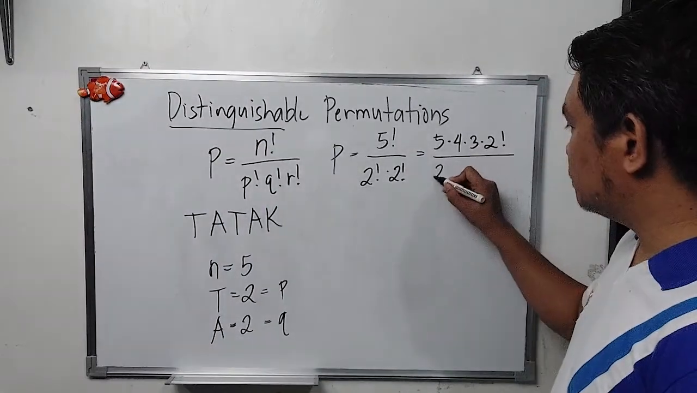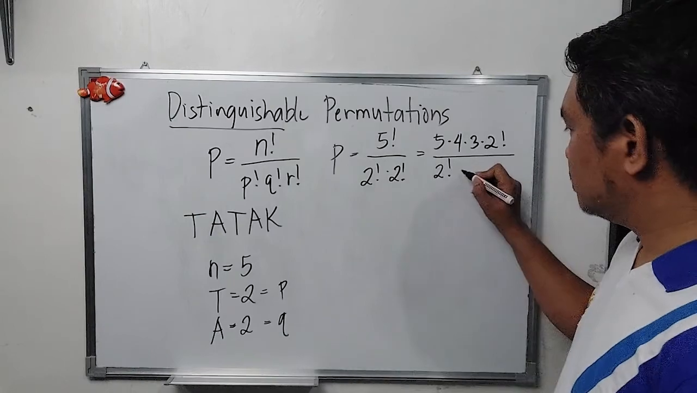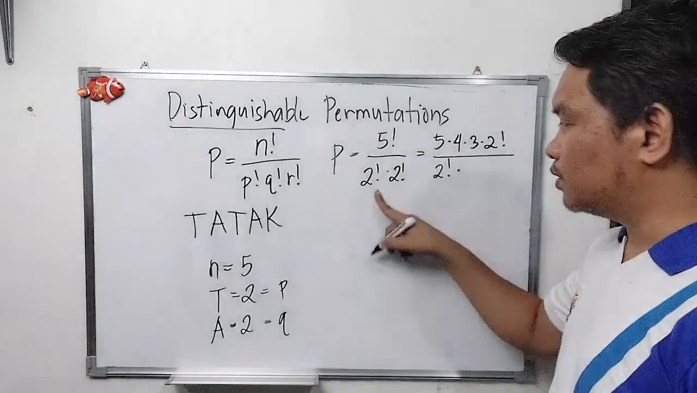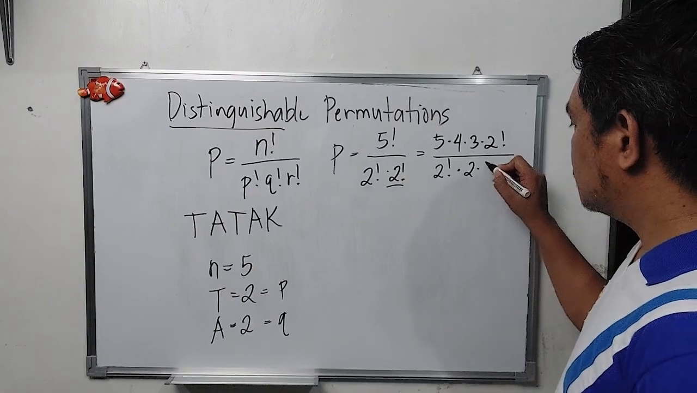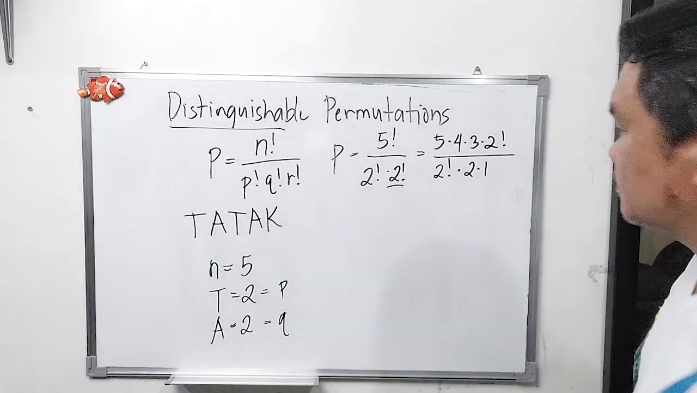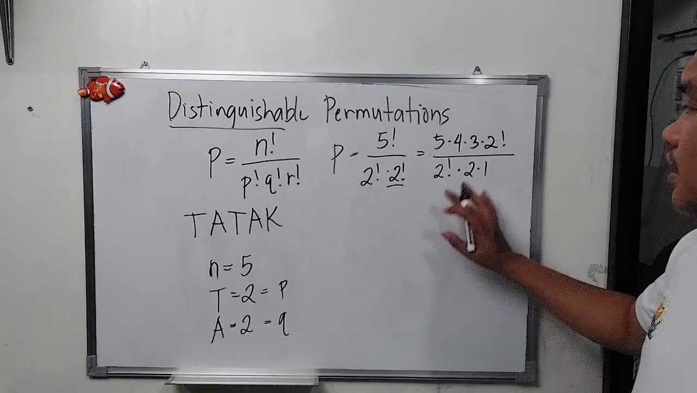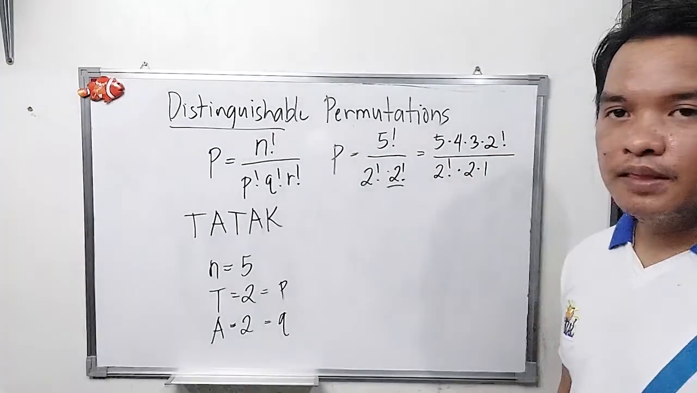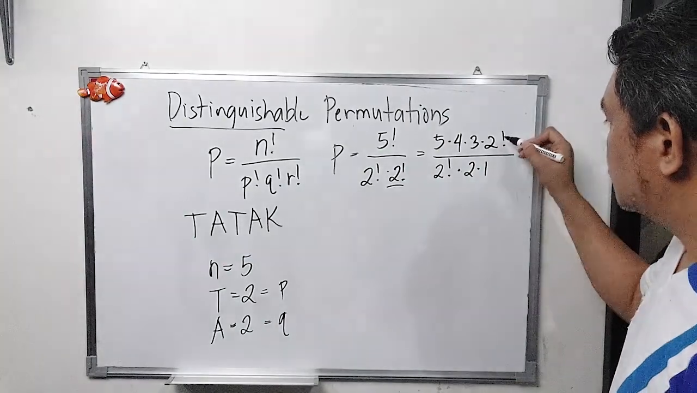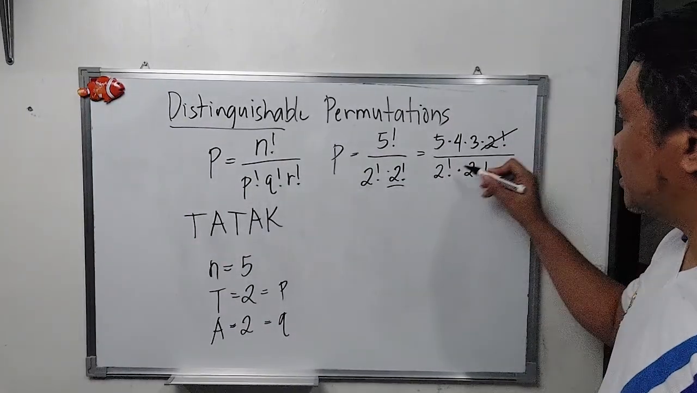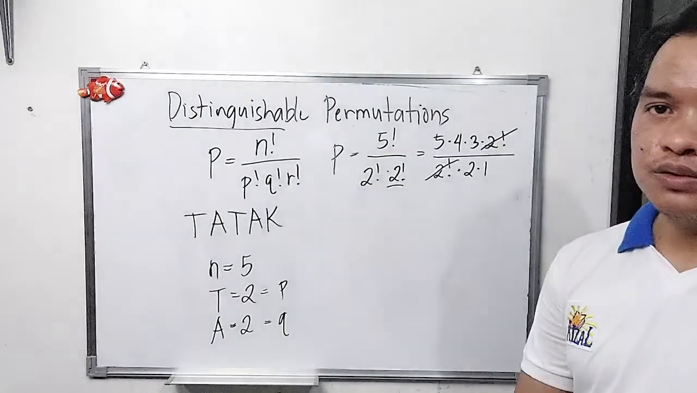So, unahin na natin ito. Huwag na muna natin i-expand. Ito siya. Hindi natin na-expand to. Tapos ito, expand natin. We have 2 times 1. Okay. So, bakit ba hindi natin i-expand? Tulad ng ginawa natin kanina, magka-cancel na lang tayo. Para konti na lang yung multiply natin. So, i-cancel natin itong 2 factorial. I-cancel natin itong 2 factorial.